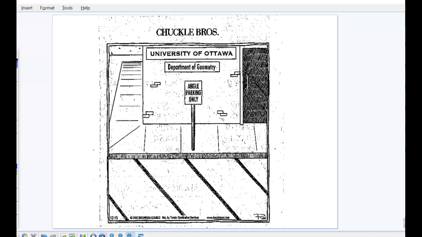Just a little bit of math humor. Department of Geometry, of course, only angle parking is allowed.